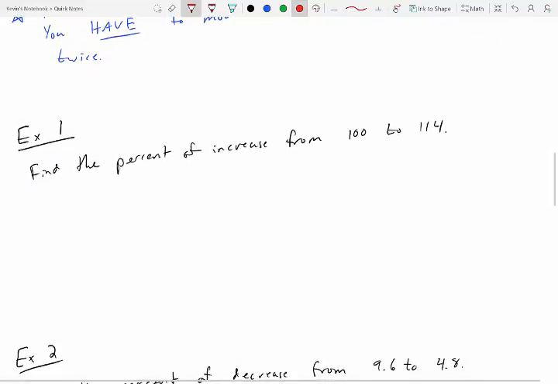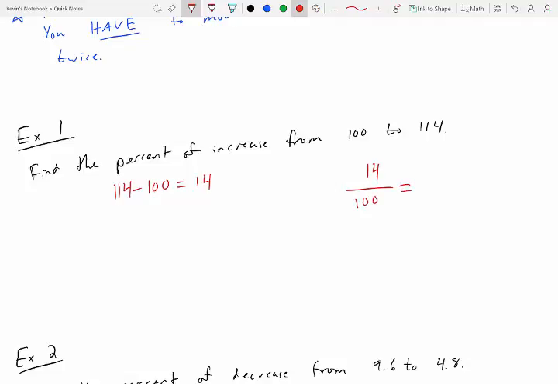So if we look at example 1 here, find the percent of increase from 100 to 114. The first thing we have to do is find the amount of change. So we say our big one, 114 minus 100 equals 14. That's going to go on the top of a fraction. Under that is the original amount. It went from 100, so that is our original amount.